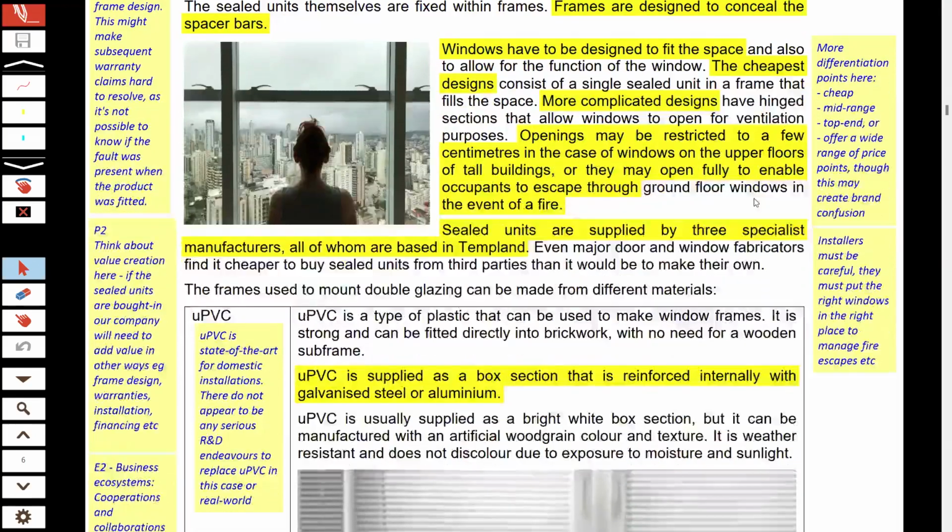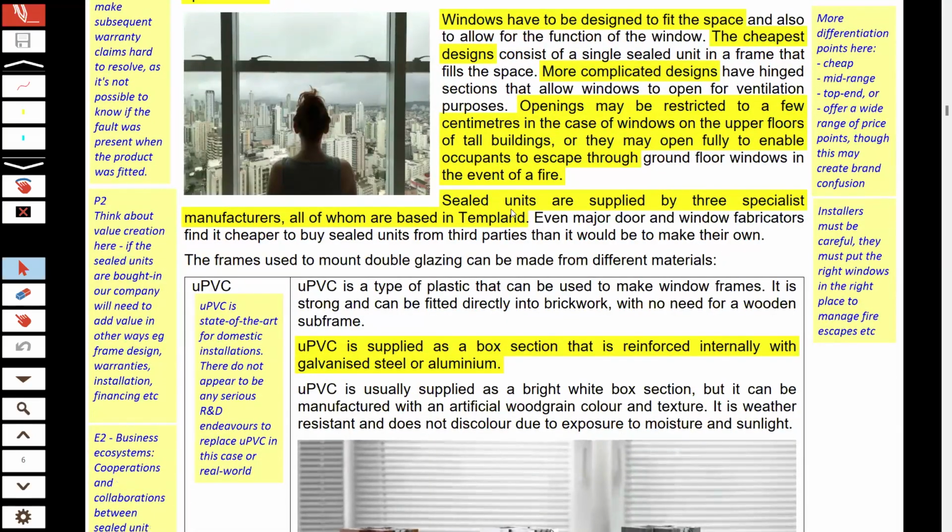Now, the next bit had me slightly alarmed. The sealed units that Shinyglas buys are supplied by only 3 specialist manufacturers. They're all based in Templand. If we just think about that, any other fabricator of windows and doors, like Shinyglas, is buying the sealed units from these suppliers. So there are only 3 within Templand. Now, that just made me nervous.